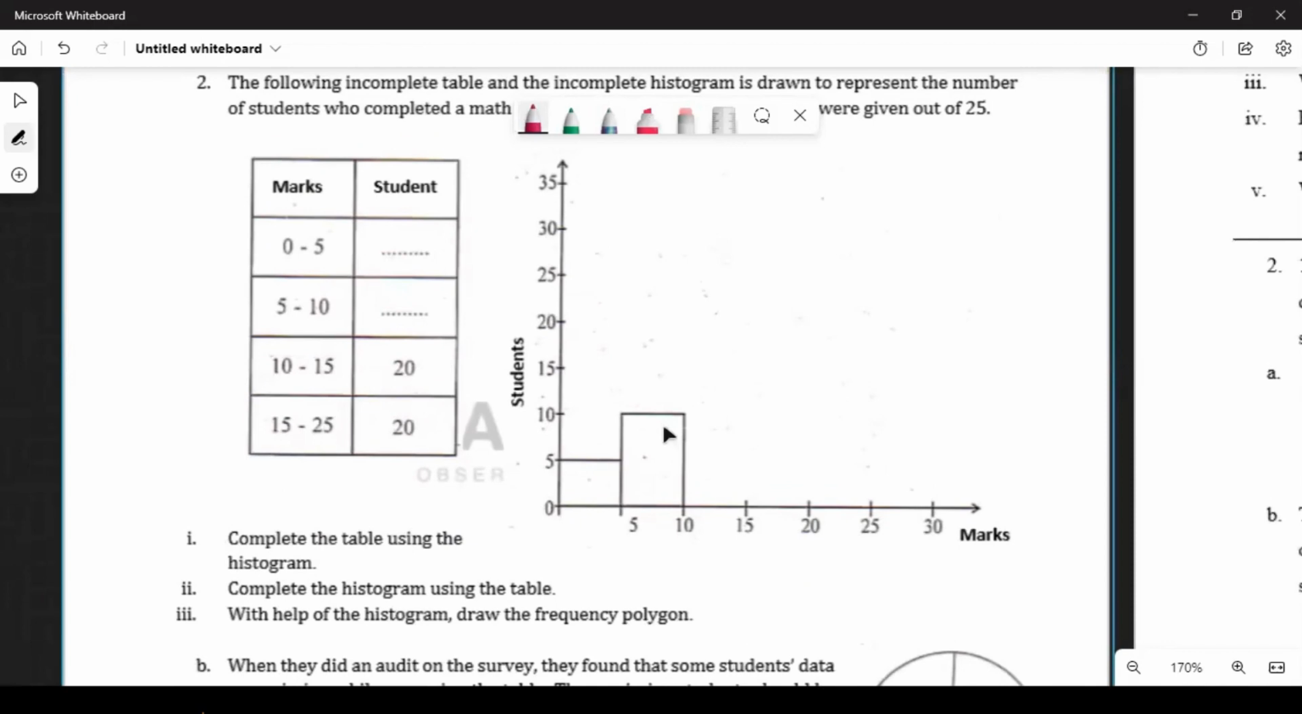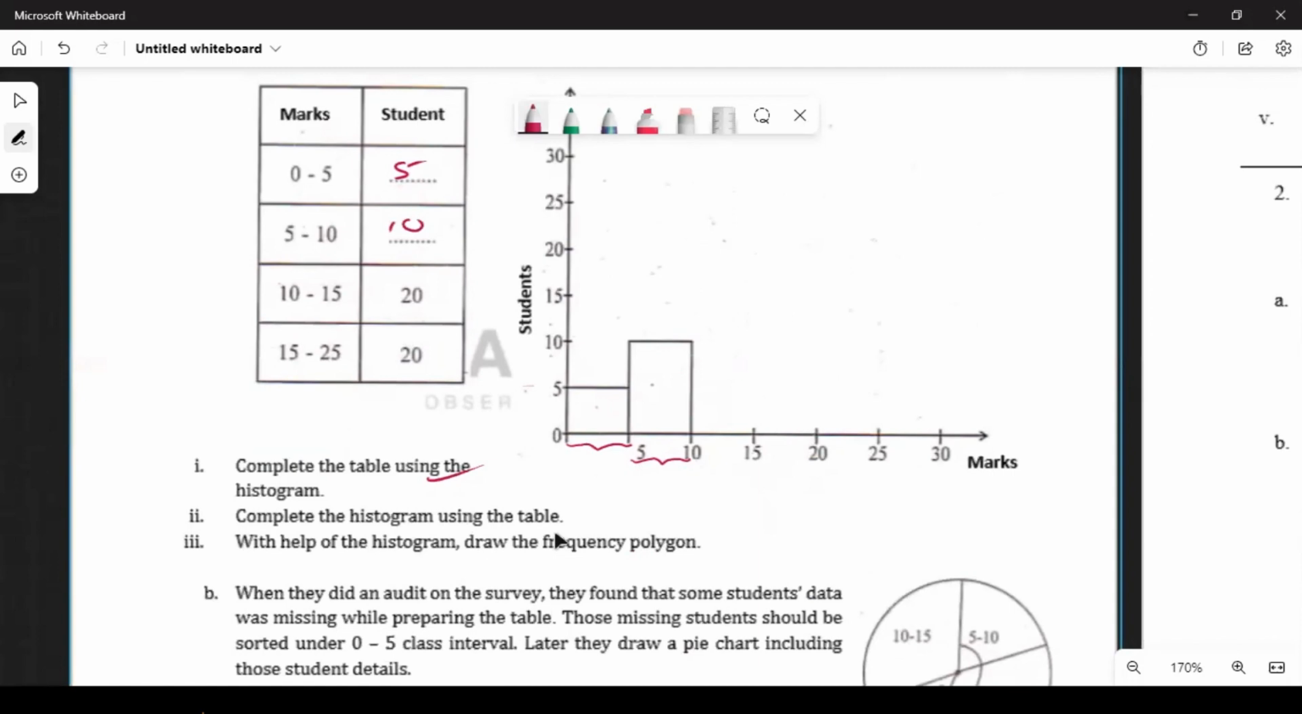So we can see clearly, this class size is equal to this class size here. Class size is 5, class size is 5, class size is 5, class size is 10. Only the last class's size is different from the others. So the general class size is 5. So you can directly take these values and write them here. 0 to 5, number of students is 5. 5 to 10, number of students is 10. That's it. First question is done.